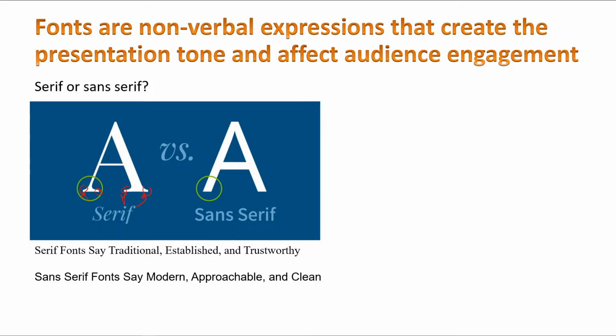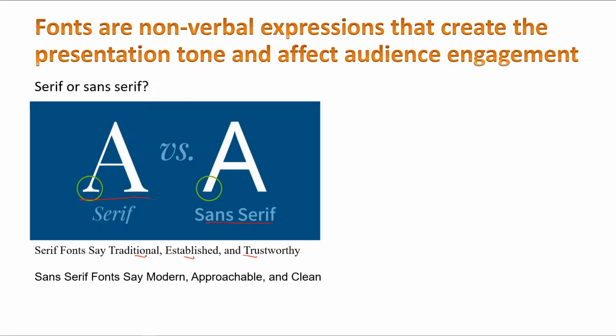So serif fonts, like this, are something traditional. If you look at an old book, it will have this serif font. If you look at a modern book, for example, it will have a sans serif font. So what does serif say? Serif, like you see here, says traditional, established, and trustworthy. So Times Roman, for example.